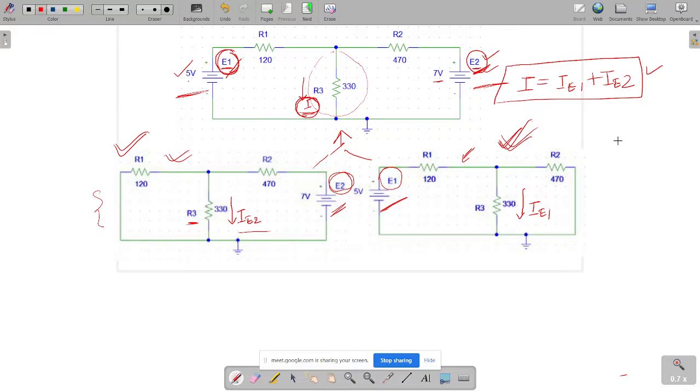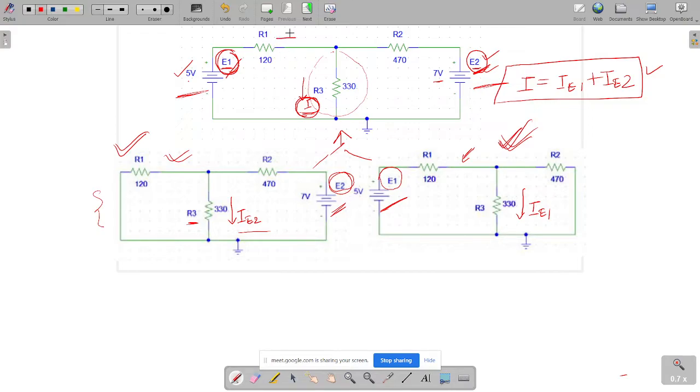Ma'am, what will be the current for R1? G, can you please repeat it? Ma'am, what will be the current for R1, for the first circuit? Okay. Thank you for raising this question.